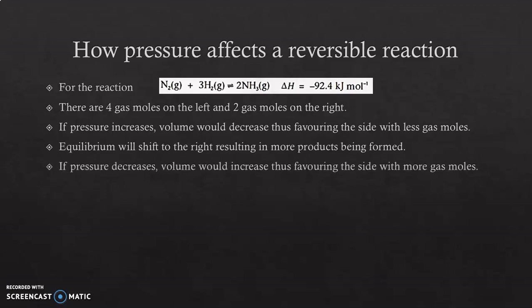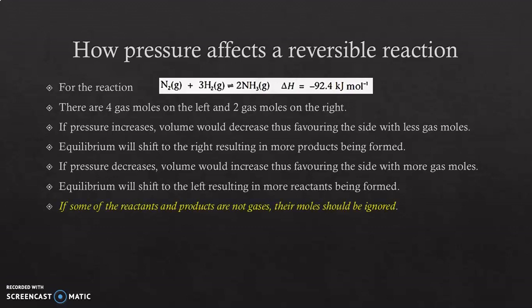Now, if pressure decreases, volume would increase, thus favoring the side with more gas moles. Now, for this example, equilibrium will shift to the left, resulting in more reactants being formed. Now, if some of the reactants and products are not gases, their moles should be ignored.